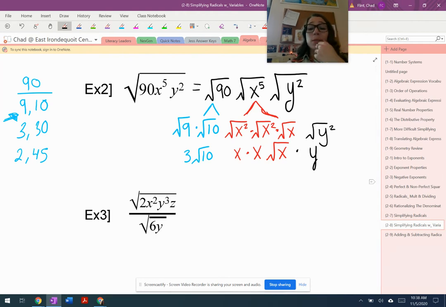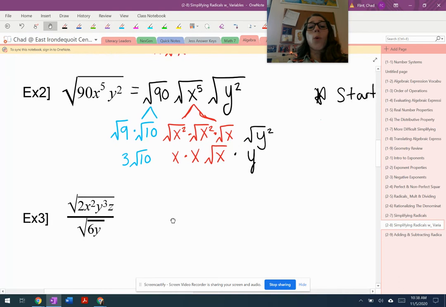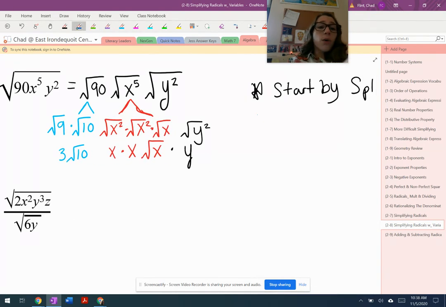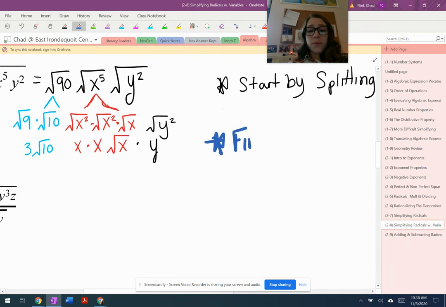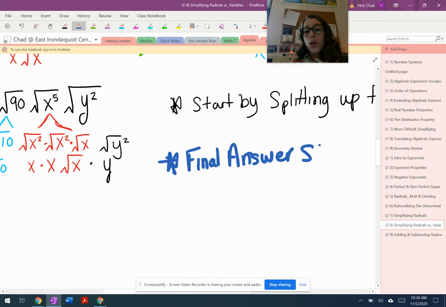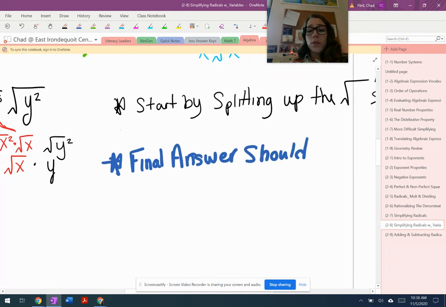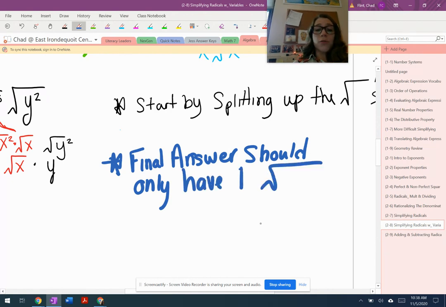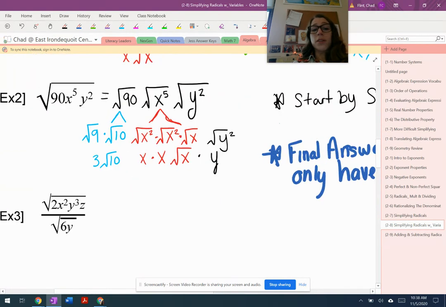And now we just put all these things back together using only one radical. Let's make a note of that. When we're doing this, your final answer should only have one root or radical. There shouldn't be multiple ones like I have right now, so I'm going to have to combine those.